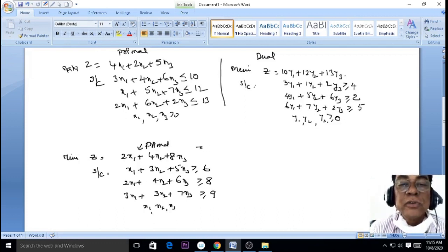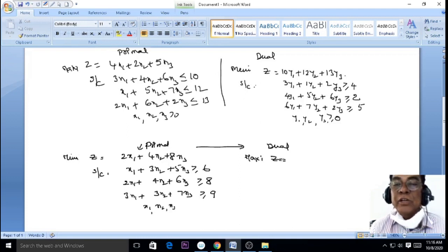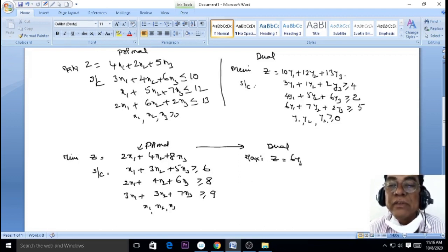So how to convert to the dual? First you write down the dual like this. If the question is given as minimization, write down maximization. Maximize z is equal to; better to change the variables. The values 6, 8, 9 are converted into 6y1 plus 8y2 plus 9y3.